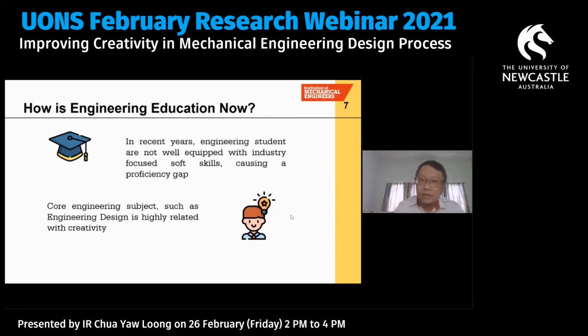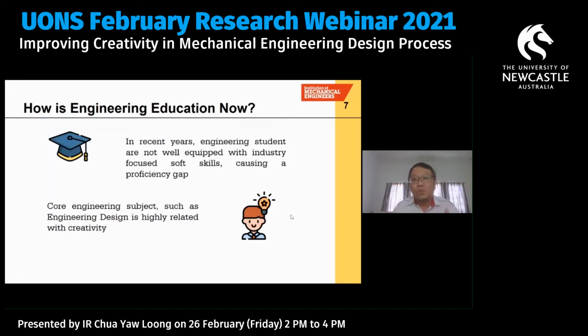The institutions of higher learning, whether it's polytechnics or universities or even colleges. In much of the research that was published all over the world, not just in Malaysia and Singapore, but even in the US, Hong Kong, China, Japan, the same trend was observed. Engineering students nowadays, the young ones, are not well equipped with industry-focused soft skills such as creativity. And in many of these engineering subjects, we have some core subjects related to engineering design, and these are highly related to creativity.